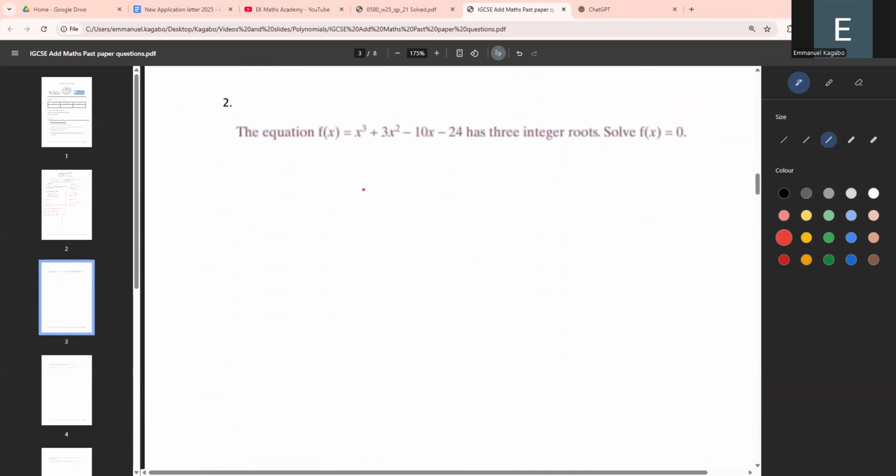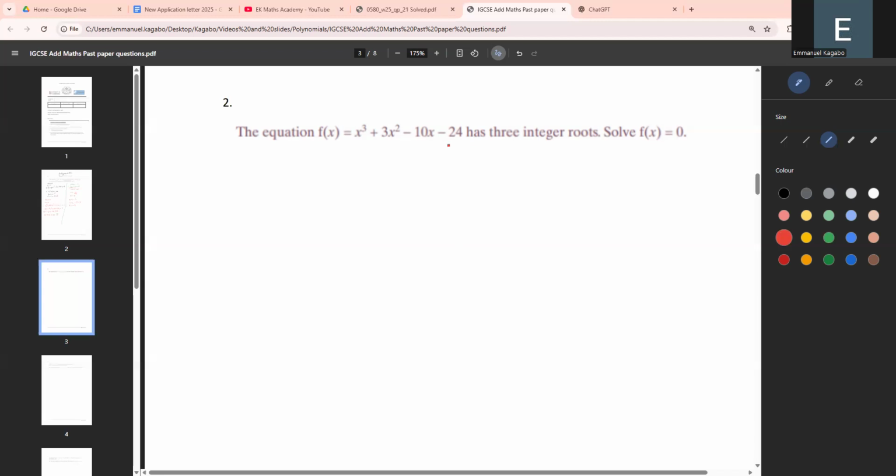Question 2. Now, the equation f(x) is given by that, has 3 integers. Solve f(x) equals that. Very good question. So when I was compiling these questions, I tried to get possible questions of different cases. So I finished the first case where you need to form simultaneous equations, and they have given you the factors or the roots of your polynomial. This time around, they have given you a function, they have not given you the roots, so you need to find the roots, and then you'll be able to solve the equation.